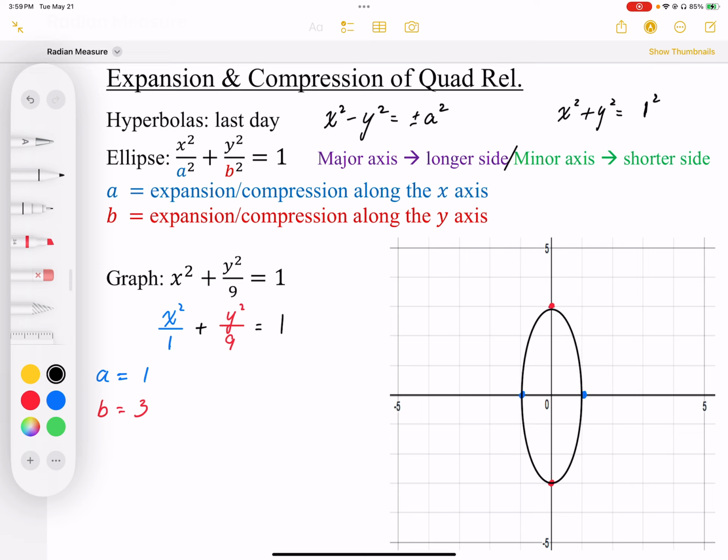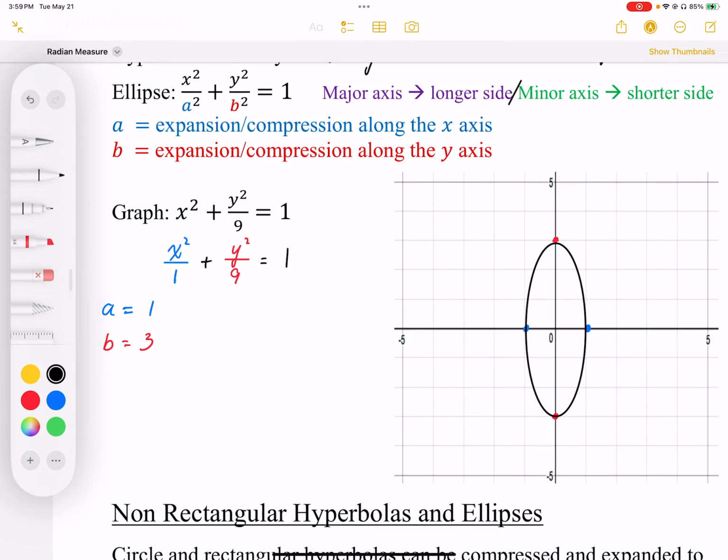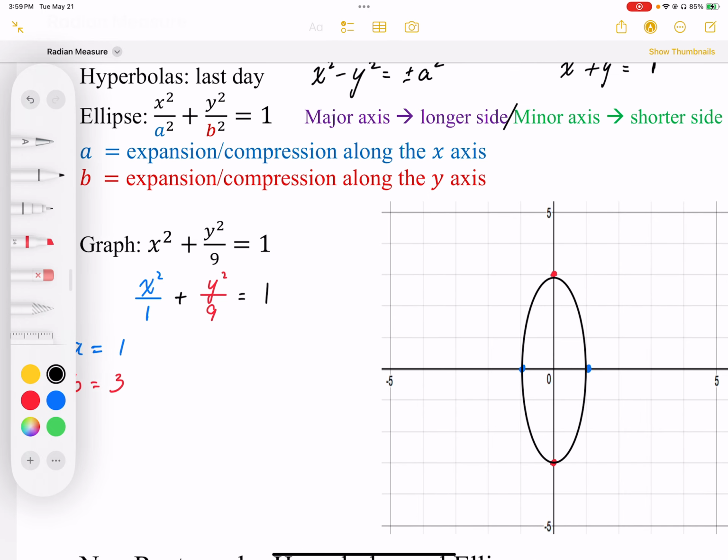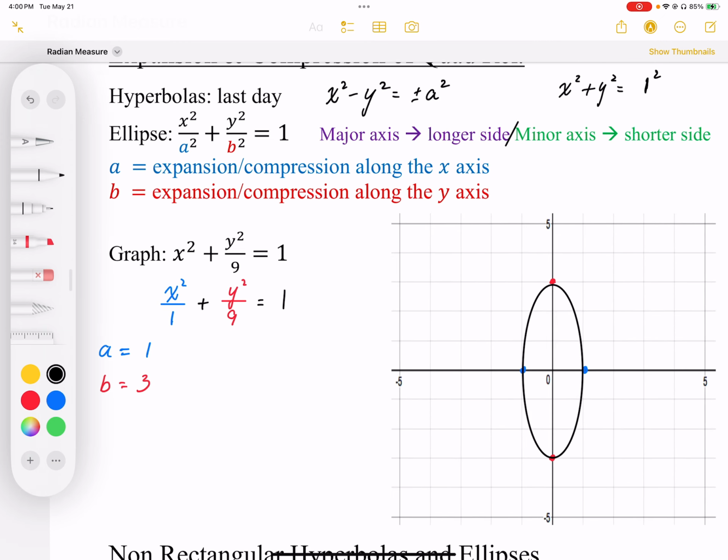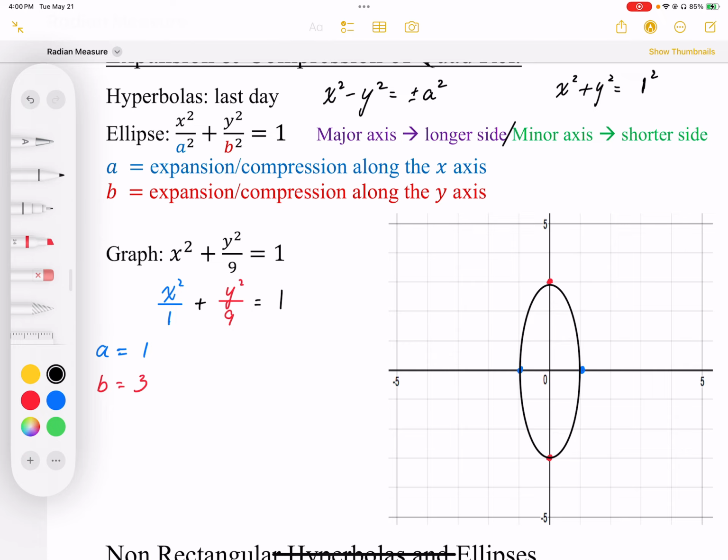Okay, so then we have the ellipse with the major axis along the y and the minor axis along the x. Okay, so the major axis meaning the longer side, the longer axis, and the minor axis being the shorter one. So that's along the x for this one, and the major one, the longer one, is along the y.